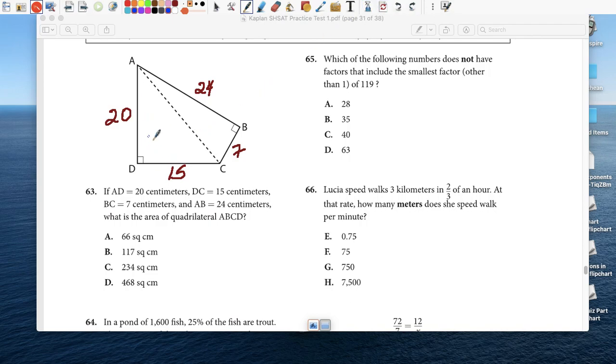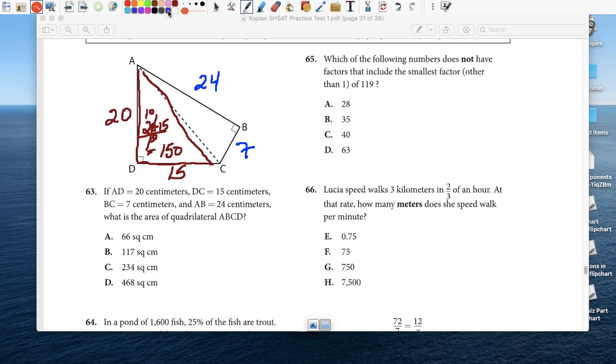So let's call this, let me change colors here, I'll do this is 24, 7. So let's do the red triangle first. The red triangle is base times height divided by 2. So it's 20 times 15 divided by 2. And 20 and 2 I can simplify to 10. And 10 times 15 is 150. So the red triangle, or this triangle right here, has an area of 150 units squared, whatever, centimeters squared.